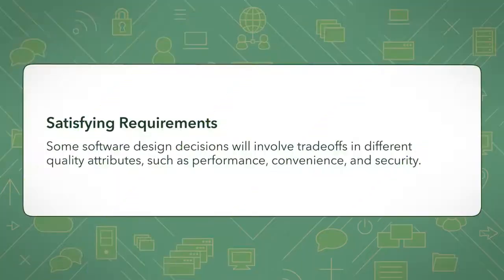As you design software to satisfy requirements, you have to make many important decisions. Certain design decisions involve trade-offs in different quality attributes, such as performance, convenience, and security. Think about balancing such qualities when designing a front door to a house.